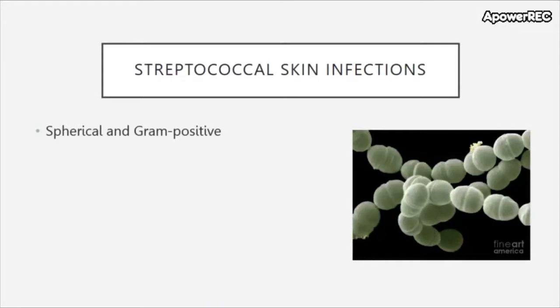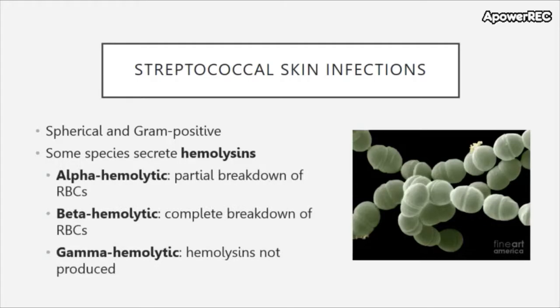Here you can see they're spherical and gram-positive, and as the name implies, they grow in chains. Some species secrete hemolysins. These hemolysins will be very important in an upcoming lab, and what they do is they break down red blood cells. And there are 3 different types of hemolysis that we need to be aware of.